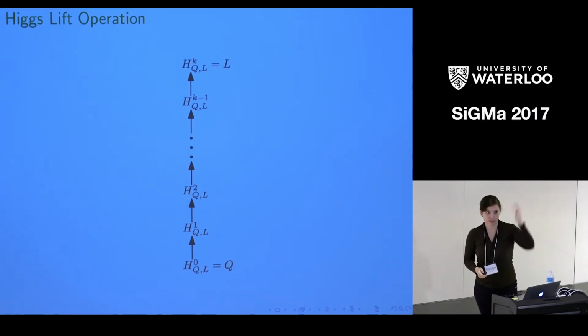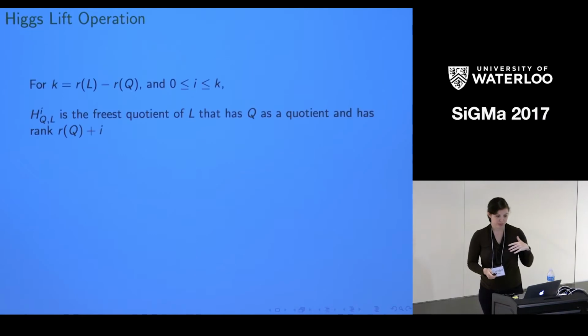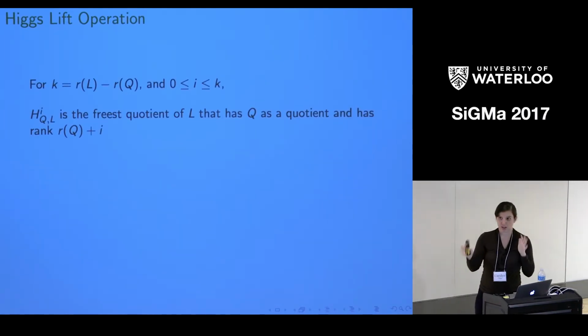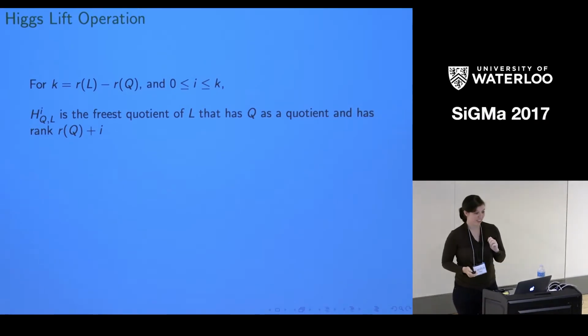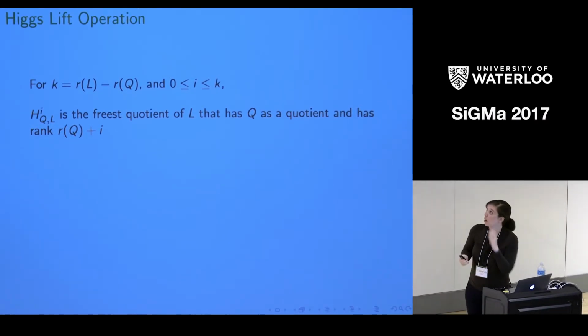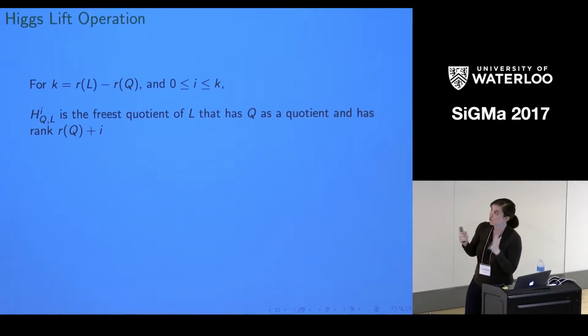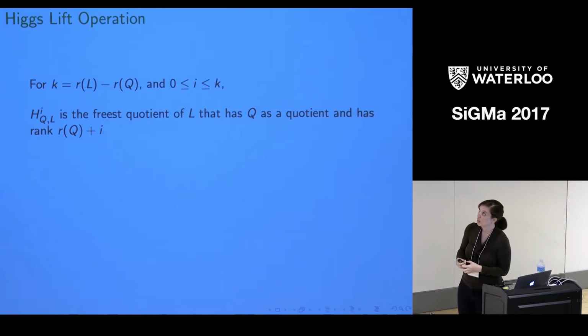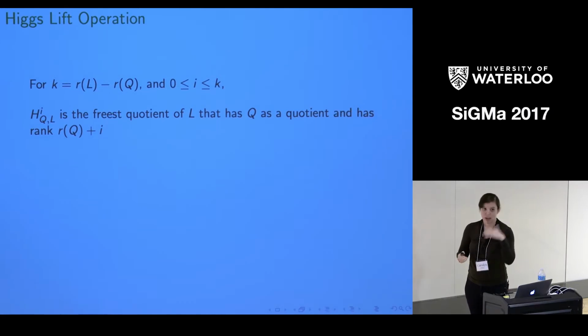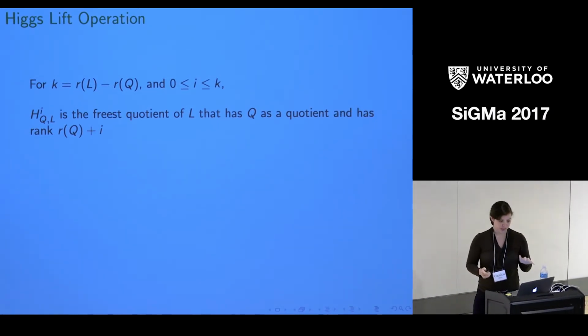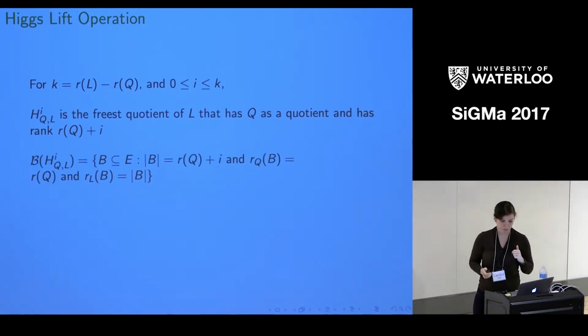And that's a nice way to get a stack of matroids. And it seems like, oh, now I have bases of these matroids, and all these bases have different sizes. What's going on there? Maybe it's a delta-matroid. What I'm doing, I have to tell you, is the freest possible quotient of L that has Q as a quotient and has the right rank at each layer. So that's formally what H sup I sub QL is.